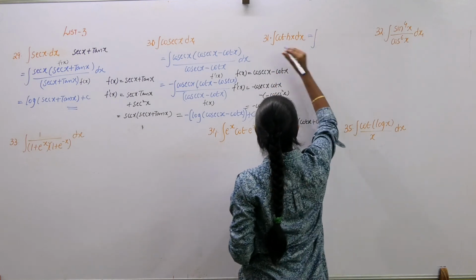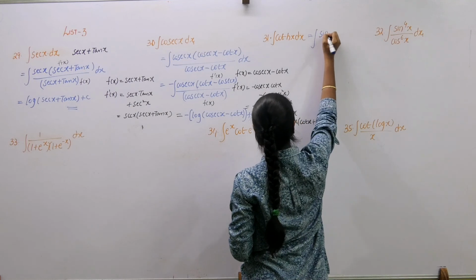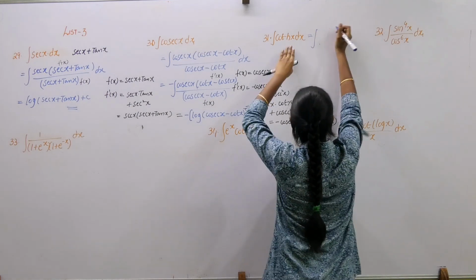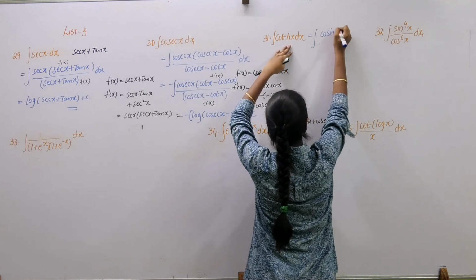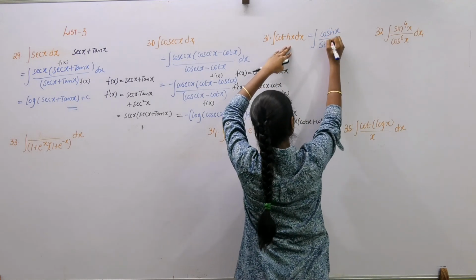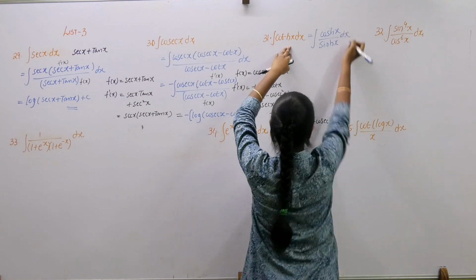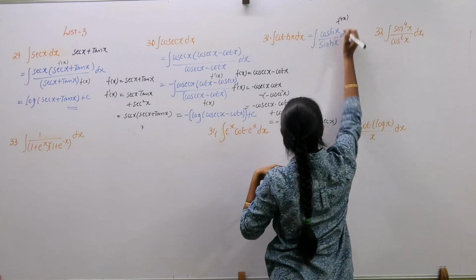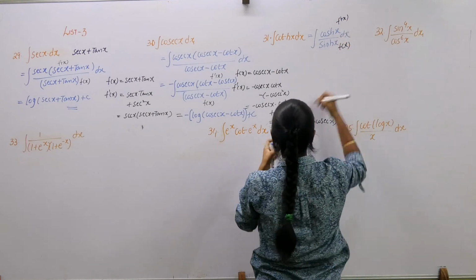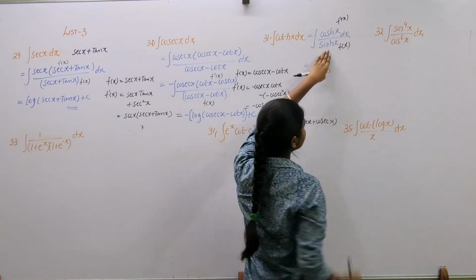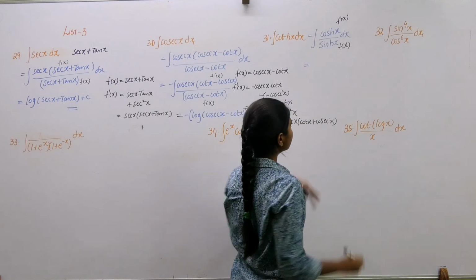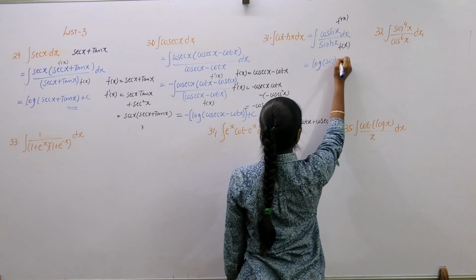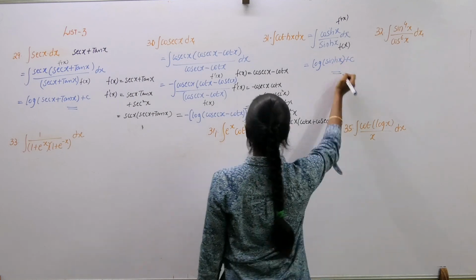Next, 31st one, integral cot hx dx. To solve this, we can write cot hx as cos hx by sin hx dx. This is in the form of f dash of x by f of x dx. d by dx of sin hx is cos hx. It is equal to log of sin hx plus c.